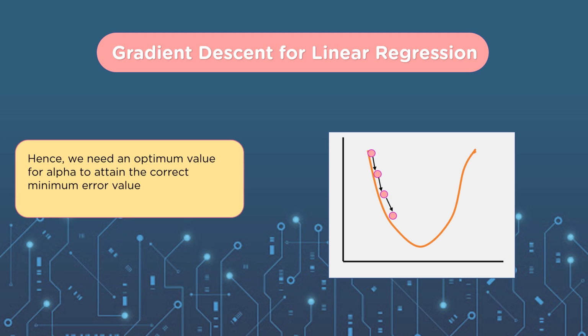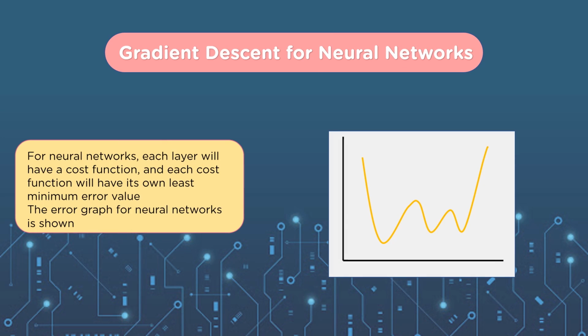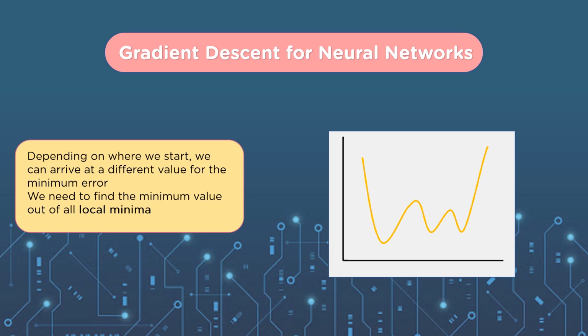Hence, we need to optimize the value for alpha to attain the correct minimum error value. So we want it to go down as quickly as we can without missing where we want to go. For neural networks, each layer will have a cost function, and each cost function will have its own least minimal error value. The error graph for neural networks is shown. And this gets interesting because you're going to see that we have multiple minimal error areas that come out of the neural network. This is also true even on some of our regular, more complex models.